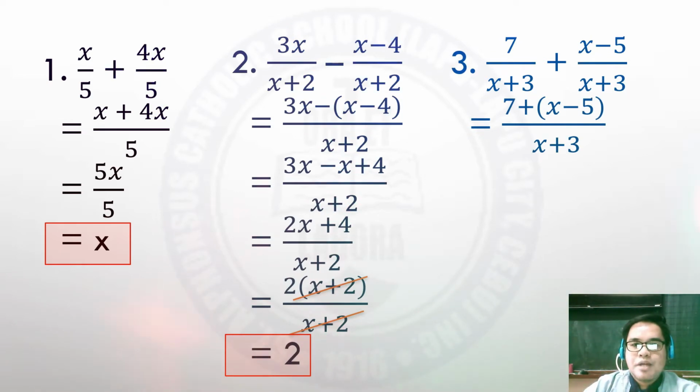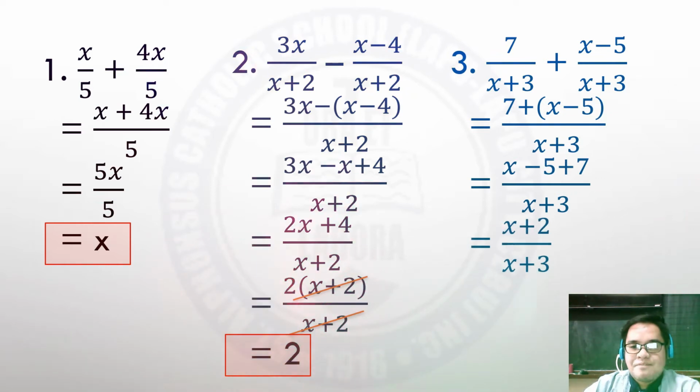And place the result over the common denominator. Then we can write this one like this: 7 plus x minus 5 over x plus 3. Or you can simply arrange them accordingly and it will become x minus 5 plus 7 over x plus 3. Simplify them further and that will become x plus 2 over x plus 3. As you can see, there's no factors which are common to both numerator and denominator. So we consider this one as our final answer.